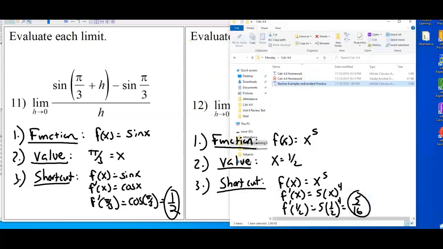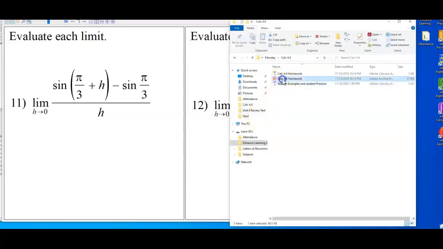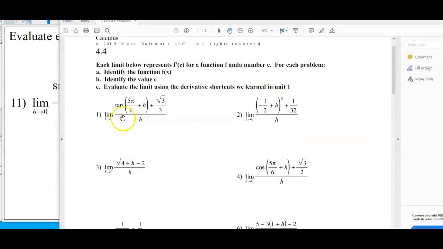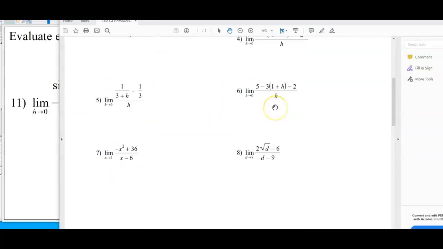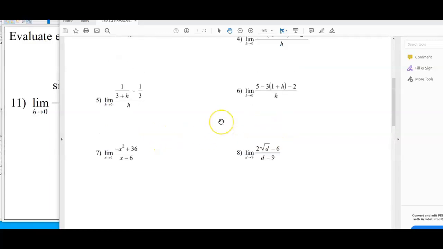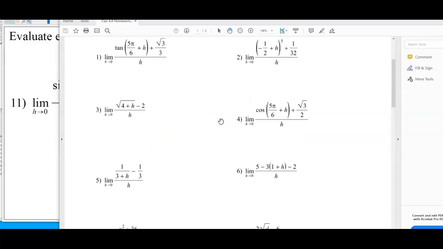And so whenever you guys begin to do your homework tonight, you're going to have different ones. The ones that have h's are the regular limit, and the ones that have just functions like regular equations here, the d, you can think of that as an x. Those ones are the alternative form of the derivative there.